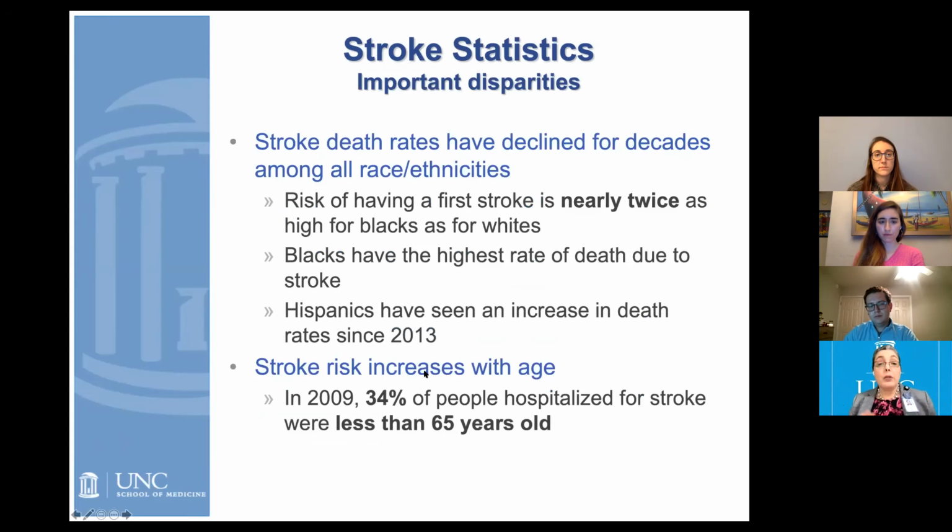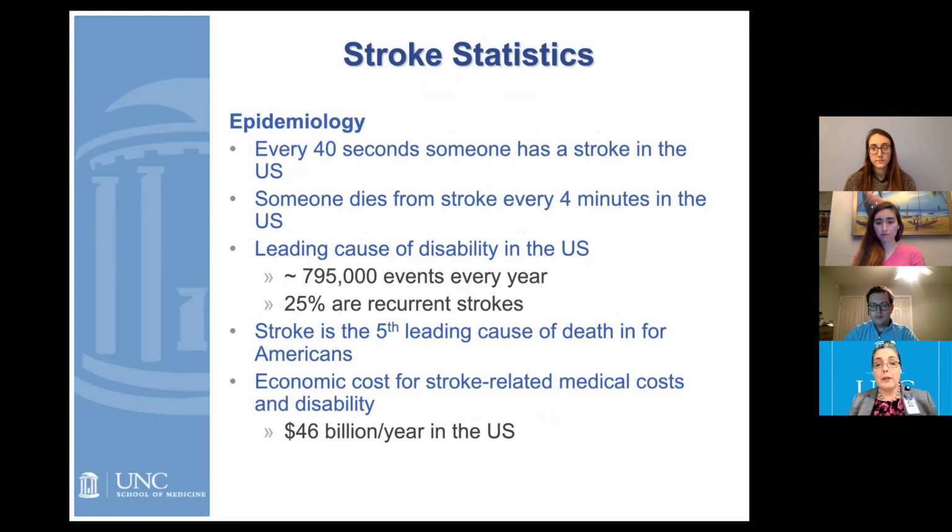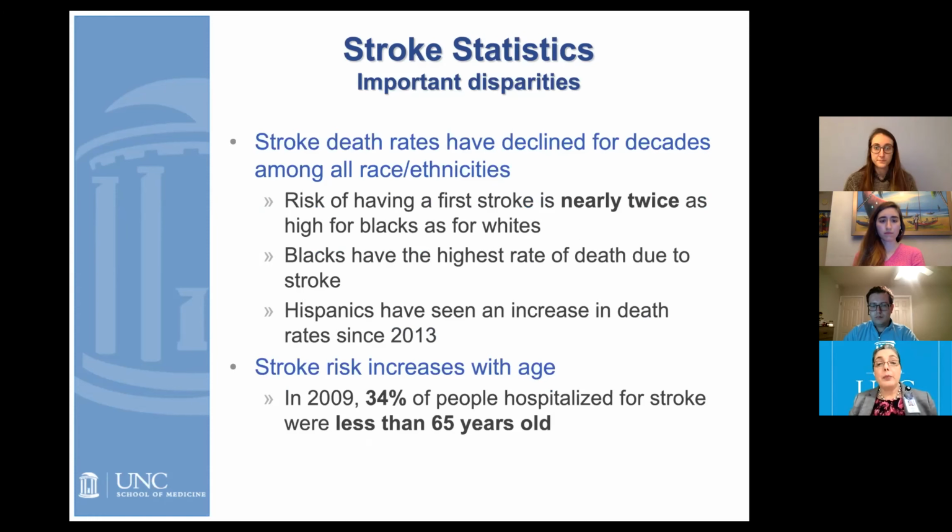And although, as I mentioned, stroke death rates have declined, the interesting thing is that there are huge disparities amongst all races and ethnicities. So depending on where you are born and depending on your genetics and depending on where you live in the US, your stroke risk is different. And also your likelihood of dying from your stroke is different. The risk of having a first stroke is nearly twice as high for Blacks as for whites. And Blacks have the highest rate of death due to stroke in the US. And Hispanics have seen an increase in death rates since 2013.